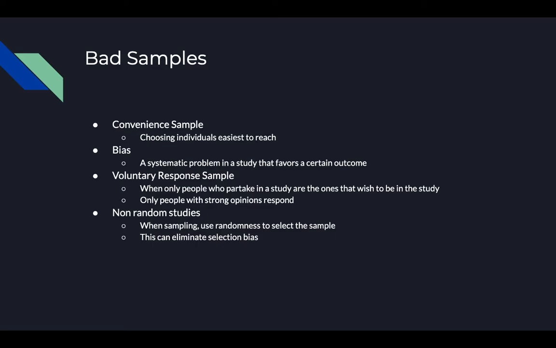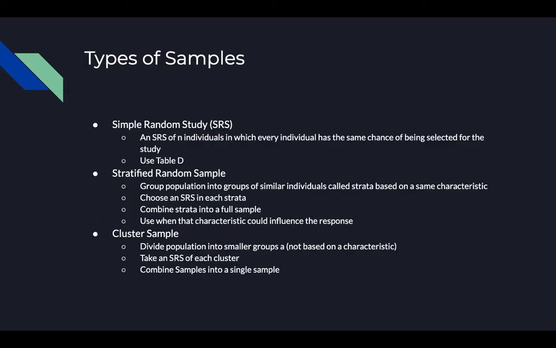There are multiple things that we can do that make our samples bad or result in bias, which is a systematic problem in a study that favors a certain outcome. The most common is a convenience sample, when we only choose individuals that are easiest to reach; voluntary response samples, when only the people who wish to be in the study partake, which causes people with strong opinions to respond; and non-random studies, when the sample is not random. When we don't use randomness, we often create bias by selecting certain individuals to be in the study over others.